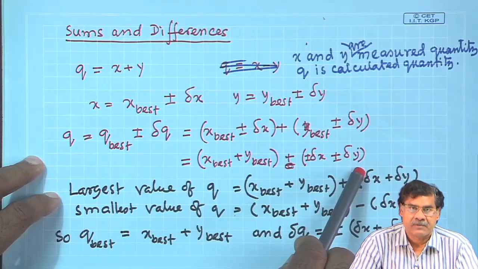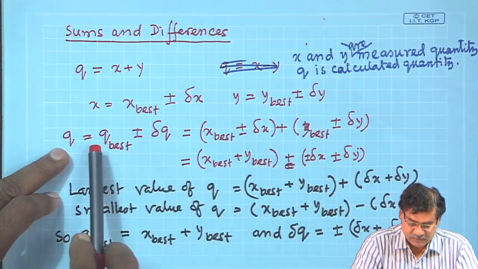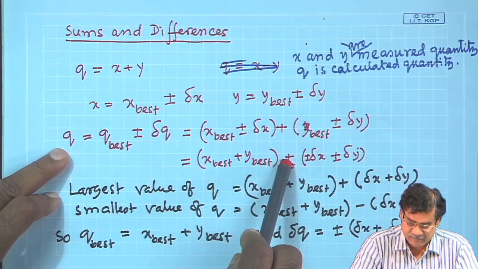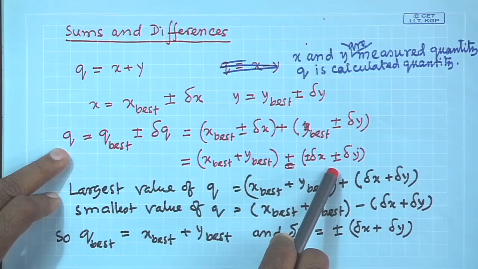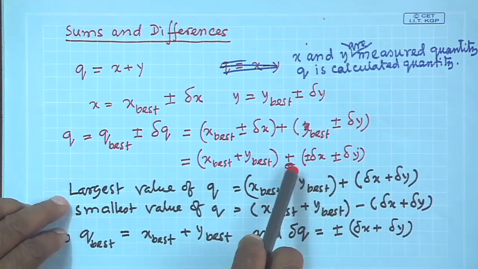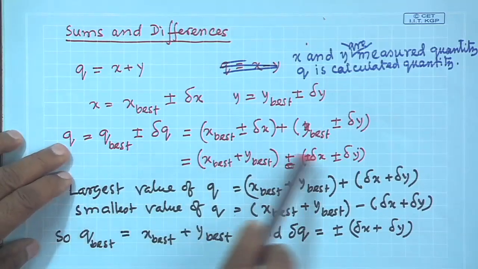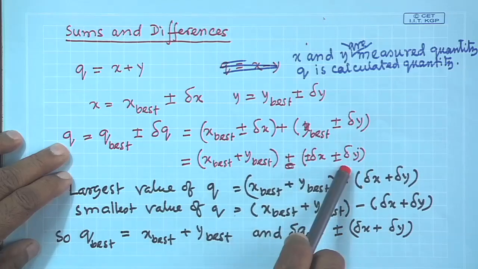Now if you compare, q best is basically x best plus y best, and for the error, q equals this plus this.